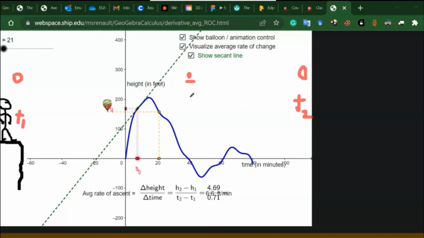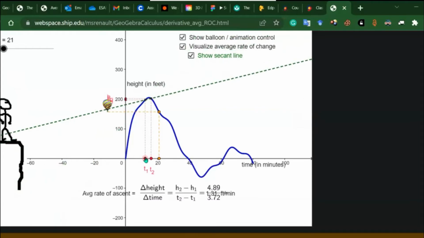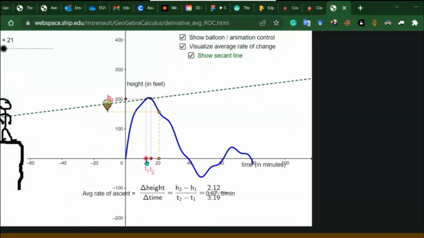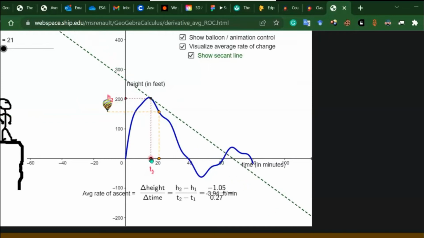In that case, you don't need to change just t2 only. If you want, you can change t1 also. You can bring t1 to any point that you want. And after that, if you want to find the limit, then you can bring it closer. There will be some point where it totally comes to zero. You see, the secant line disappears.